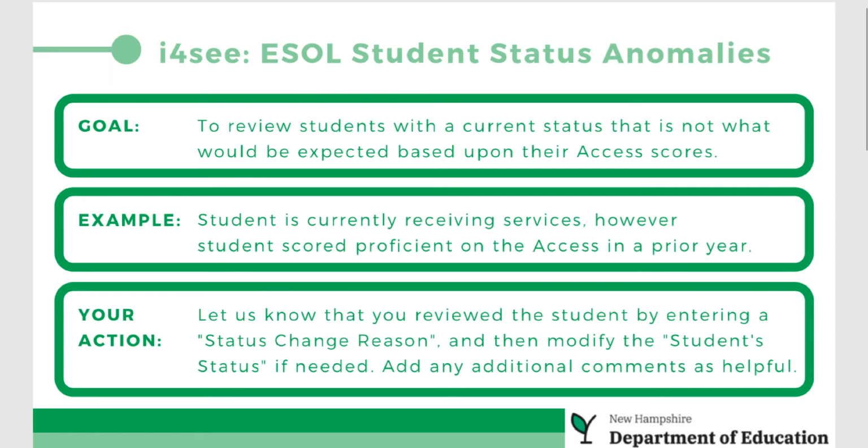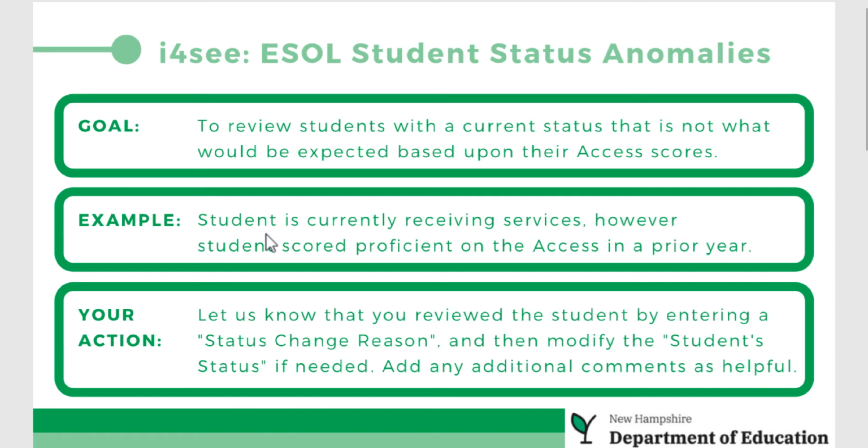The goal is to review the students with a current status that is not what we would expect based on their access scores. For example, you may have a student that is listed as currently receiving services. However, we may have in our database the information that the student scored proficient on an access test in a prior year. So it's a little bit unusual that a student would be receiving services even though they've already shown proficiency in a past year on the access test.